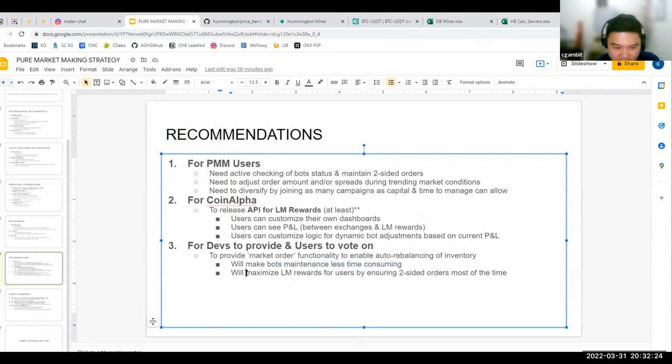And also in this way, we can maximize the liquidity mining rewards because of these two-sided orders most of the time. Yeah, so this one we will have to work with other devs also to get this functionality. But I think maybe this one is not so hard to do.